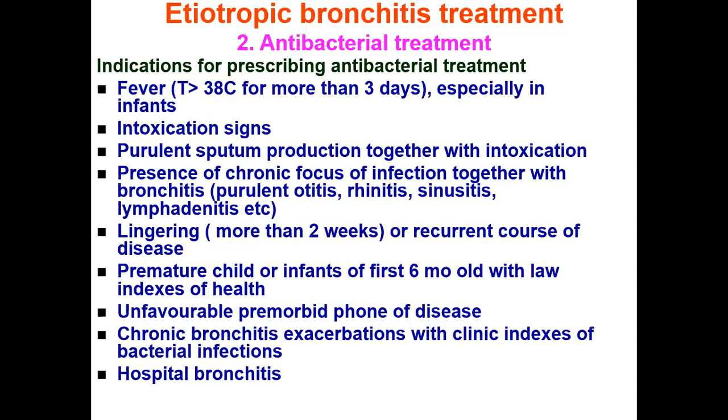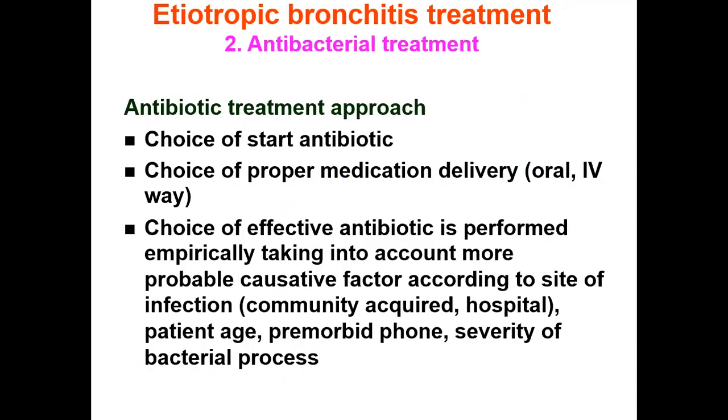Fever above 38 Celsius for more than 2-3 days, especially in infants, intoxication signs, purulent sputum production together with intoxication, presence of a chronic focus of infection together with bronchitis, lingering course of more than 2 weeks or recurrent course of disease, premature children or infants in the first 6 months with low health indexes, unfavorable premorbid background of the disease, chronic bronchitis exacerbation with clinical indexes of bacterial infection, and hospital bronchitis.